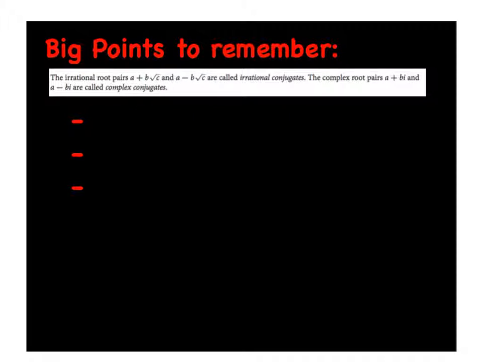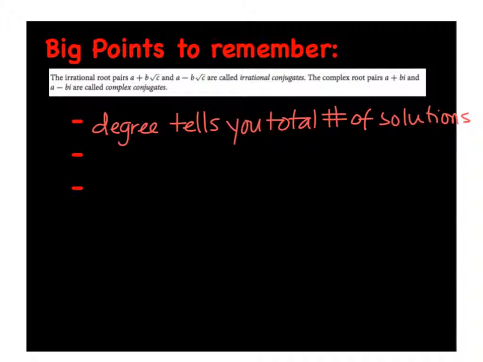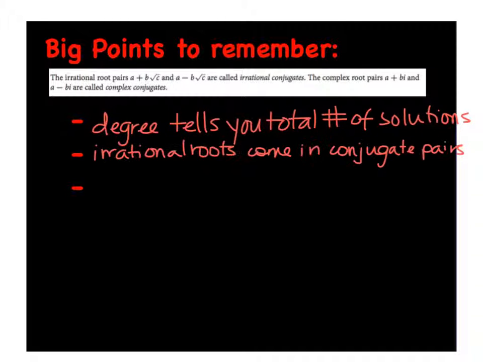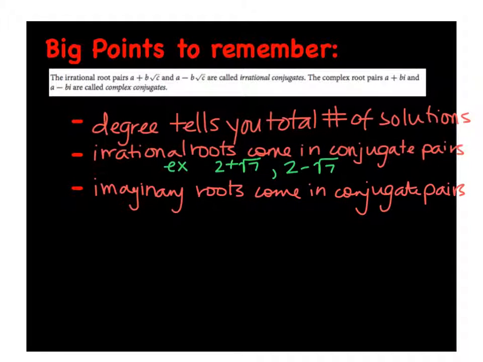All right, so now is where you want to actually start taking notes. The first thing is that the degree tells you the total number of solutions. Irrational roots come in conjugate pairs. An example of that would be if you had 2 plus the square root of 7, then 2 minus the square root of 7 would also be a solution. And lastly, imaginary roots come in conjugate pairs. An example of that would be something like 4i and -4i, because those are opposite from one another.